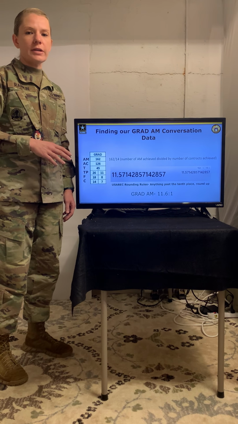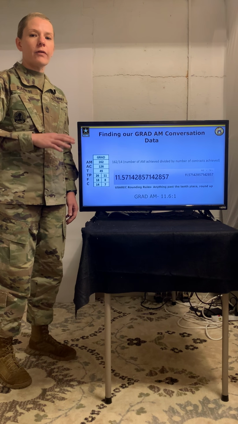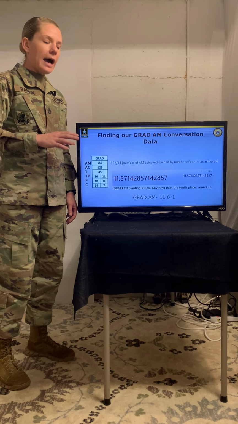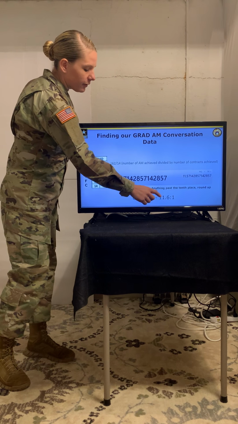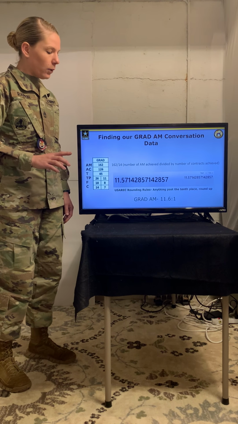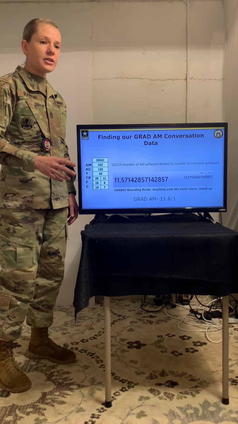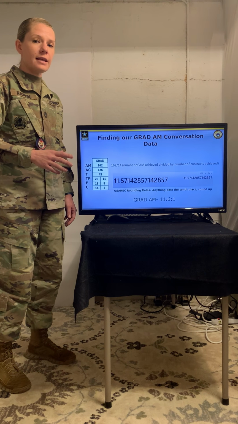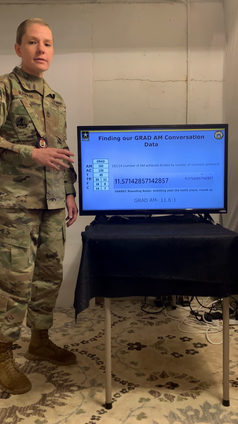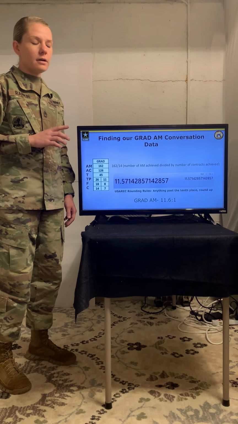We always do the ratio of 1 when referring to our conversion data because that tells us exactly how many appointment makes it took to yield that one contract, that one enlistment. So now we know for our station, historically, over the last 90 days, it took us 11.6 appointment makes to yield one grad enlistment.